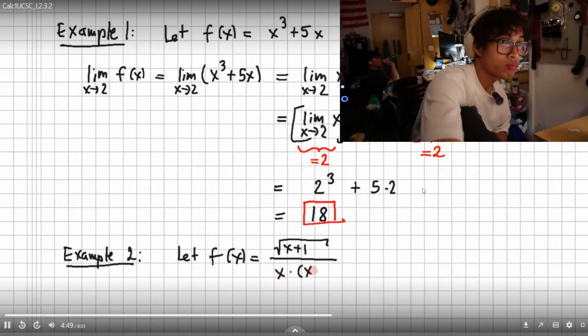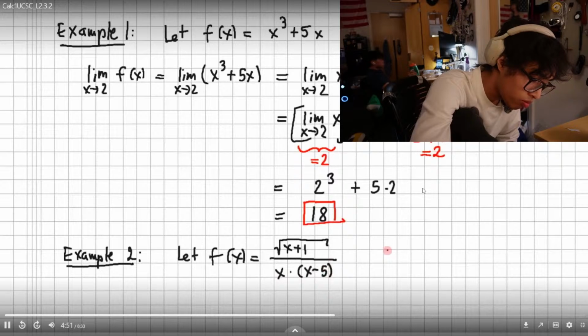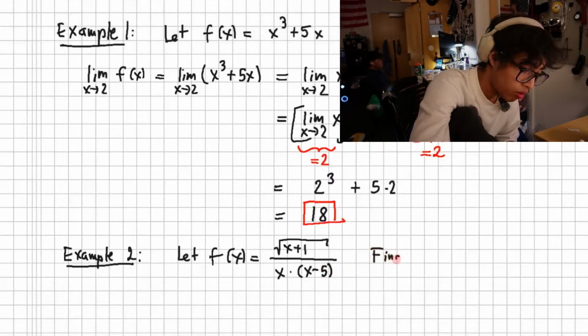Insane. X minus 5. And we're interested in the following limit, as x approaches 3 of f of x.